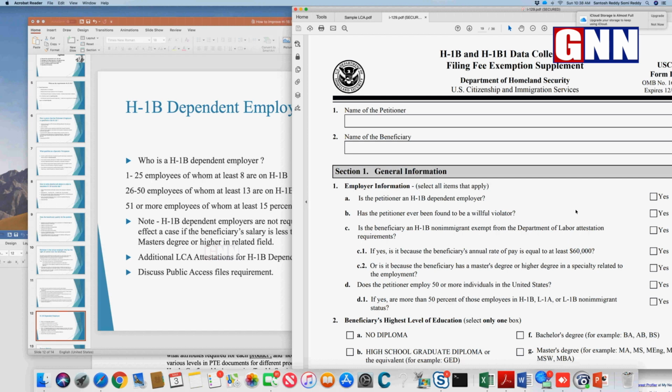Okay. Yeah. Thanks. Yeah, a lot of employers think that if they are H1B dependent, they'll be subject to other regulations and all. But once they are able to pay 60,000, anything more than 60,000, they should be fine. And there are talks that this number could go up to 110,000.